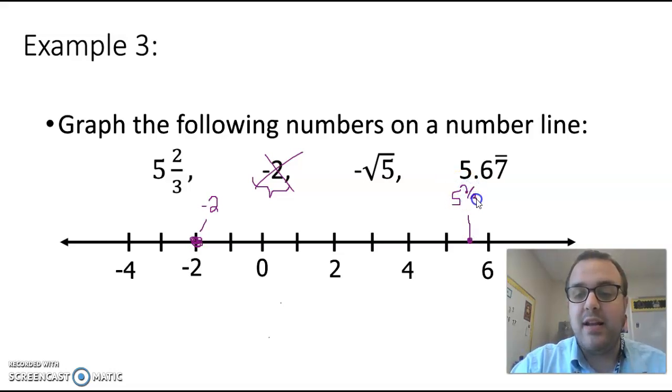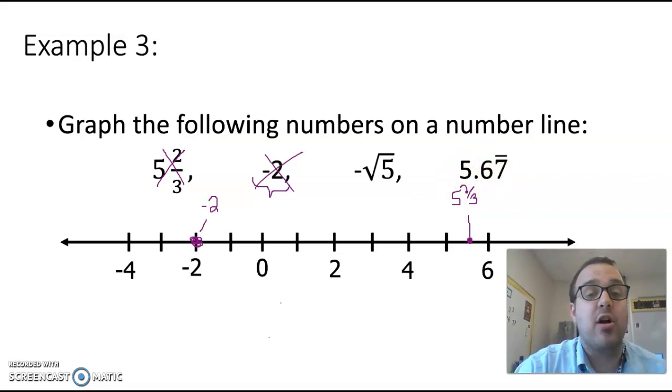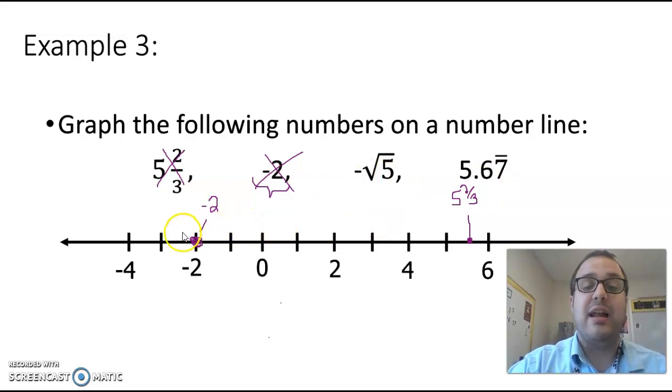We're going to hold off on the negative square root of 5 for 1 second. We'll come back to that one. Let's go ahead and do this one, 5.67 repeating. Now, this is where being able to compare the numbers together will allow us to put them on this number line a little bit more accurately, because 5 2/3 and 5.67 repeating are very close to each other.